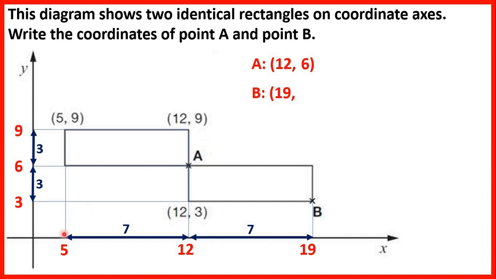If we have 5 here and 12 here, that gives us a length of 7 because 12 minus 5 is 7. And if the length of this rectangle is 7 and the rectangles are identical, then the length of this rectangle is 7 as well. And now to find the y-coordinate, if we look across, we can see that that's 3, because it's the same as the y-coordinate that's written here. It's on the same level. So the coordinates for B are 19, 3.